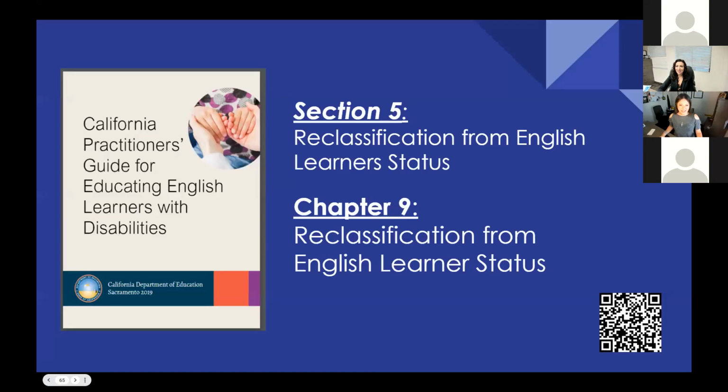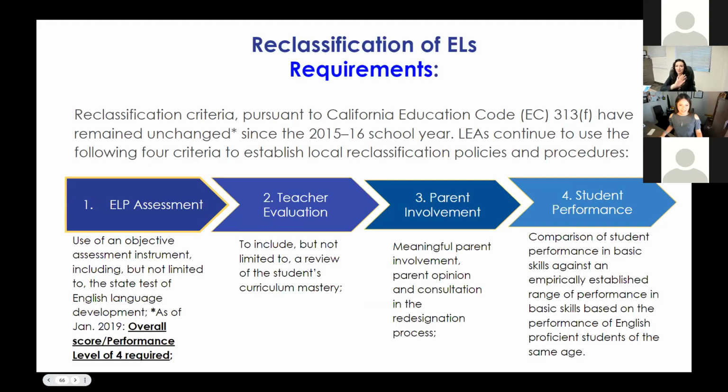And then lastly, section 5 of the California Practitioner's Guide is dedicated to all things reclassification from English learner status. Chapter 9 is reclassification of English learners. And as we look at the multidisciplinary team requirement, again, of value in ensuring that students are looked at in response to all of their varied needs as a dually identified English learner with a disability.